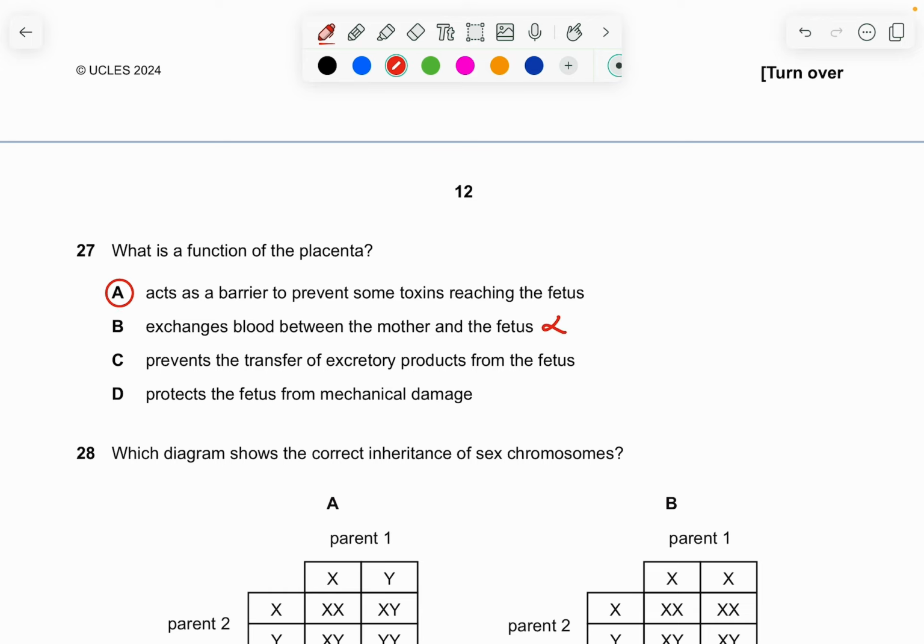Prevents the transfer of excretory products from the fetus. Nope, excretory products are being transferred all the time. It protects the fetus from mechanical damage. This is wrong. This should be the amniotic fluid or the amniotic sac.